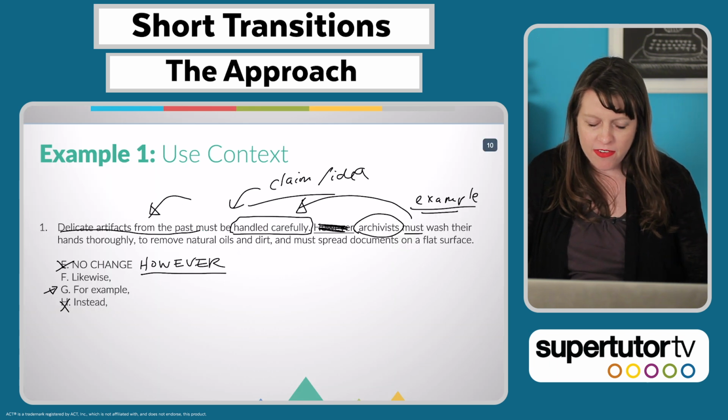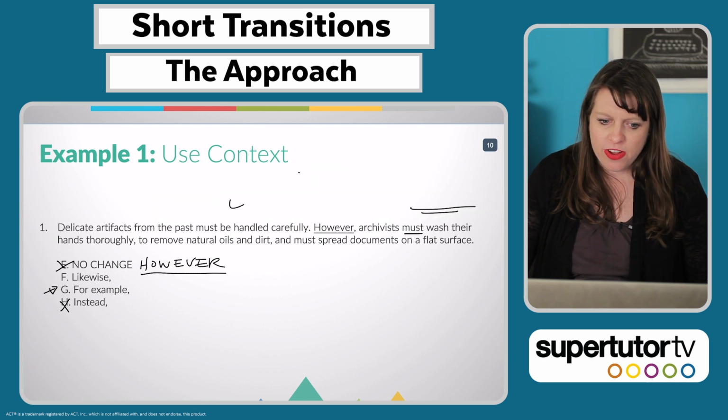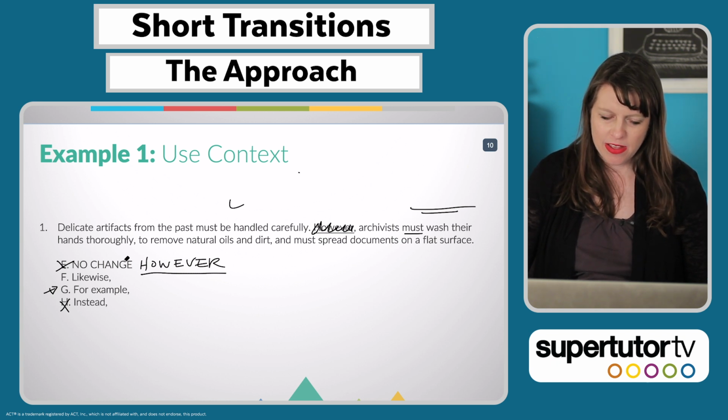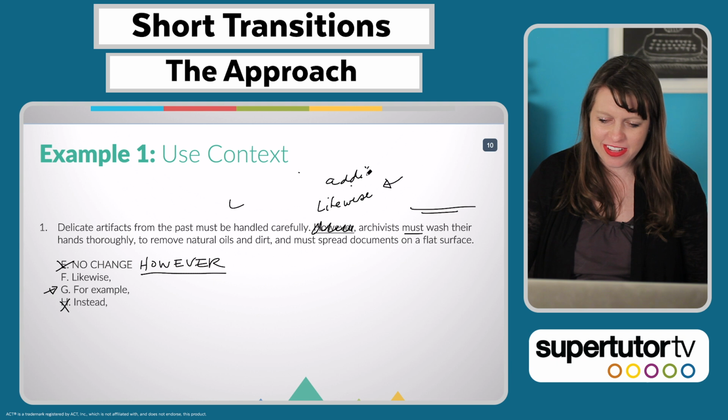Okay? All right, so if I plug this in, I'm going to clean this up a little bit for you guys. So, delicate artifacts must be handled carefully. Likewise, archivists must wash their hands thoroughly. That would mean, so likewise means this is an additional item, okay? That's like additionally, but I don't think it's additionally. I think this is a way in which you handle things from the past carefully.